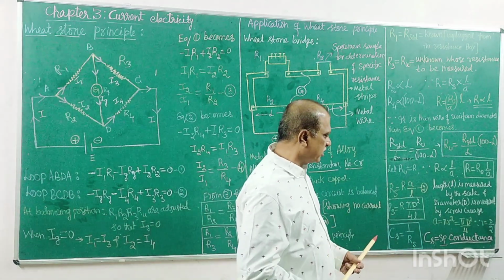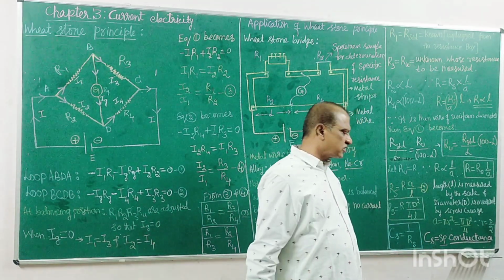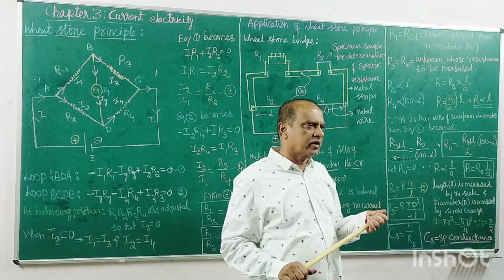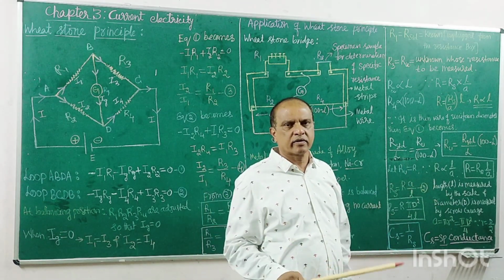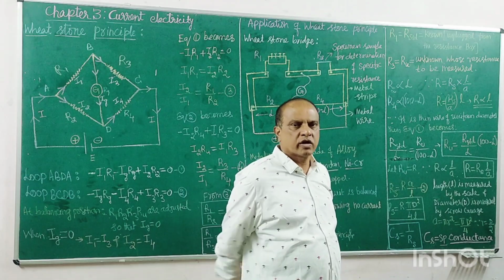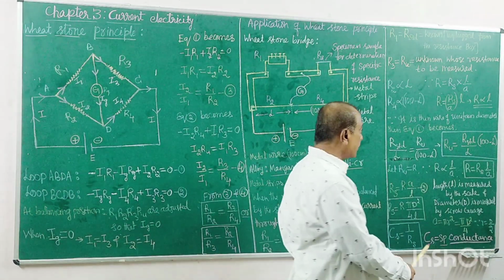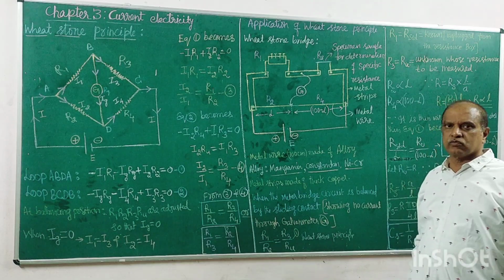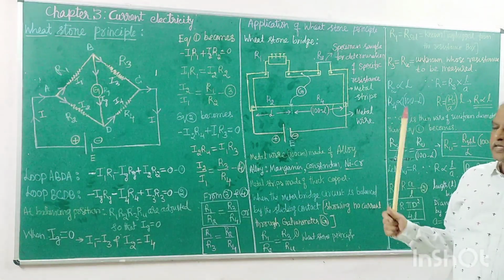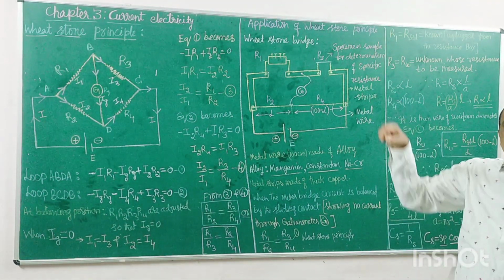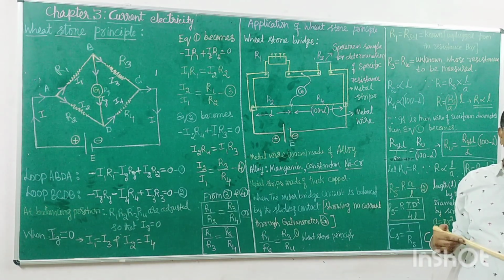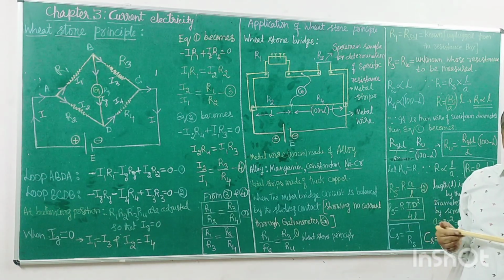We can classify those materials: what kind of material is it, a good conductor or a bad conductor, and to what degree of conductance. That is the application of a Wheatstone bridge. You can take any material and find out what kind of material it is in terms of conductance.